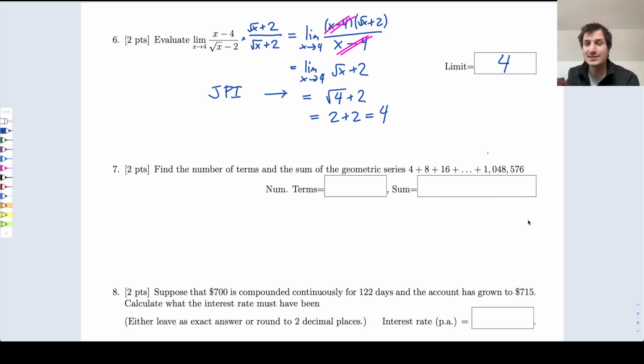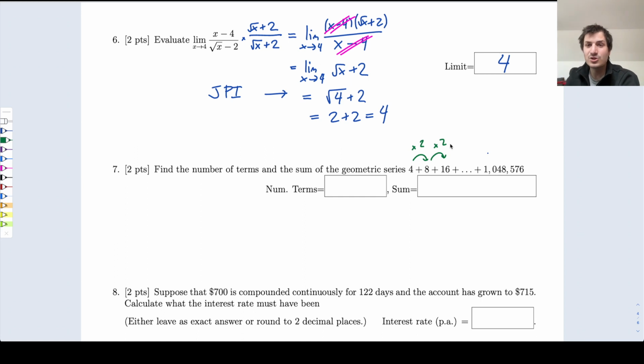Okay, this one is extremely similar to the one we did in class. If you want to see it in more detail, go watch the video where we did that one in class. Find the number of terms and the sum of the geometric series 4 plus 8 plus 16 all the way up to 1,048,576. And you got to notice here, these are always powers of 2. We start at 4, we multiply by 2, we multiply by 2 again.